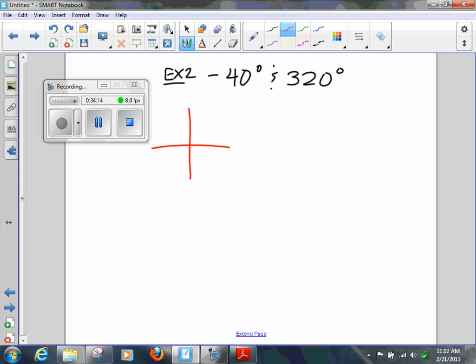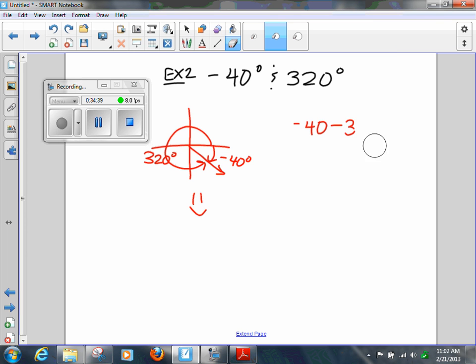Because it equals 360. Watch this. Negative 40, it's going to be down here, right? Isn't positive 320 that way? Okay? Mathematically, yep, they're coterminal. Graphically, they are coterminal. Mathematically, negative 40 minus 320, my bad, is what? Negative 360.